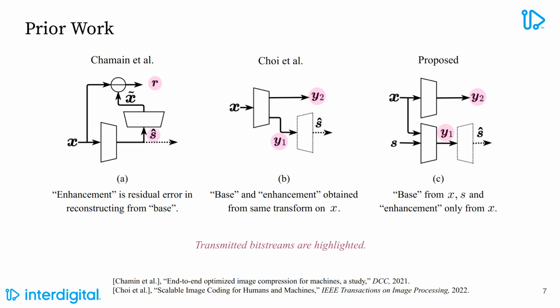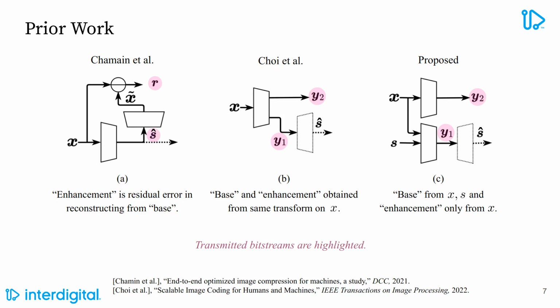Figure B shows the architecture used by Choi et al. This time, the entire bit stream is directly outputted by a single encoder, which partitions the bit stream into two parts, the base Y1 and the enhancement Y2. An additional latent space transform is used to generate S, which are latent features that are compatible with some existing pre-trained machine task model.